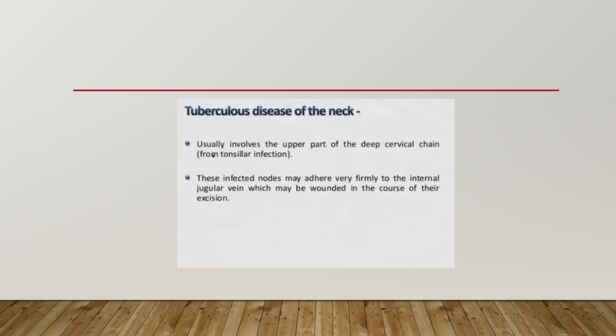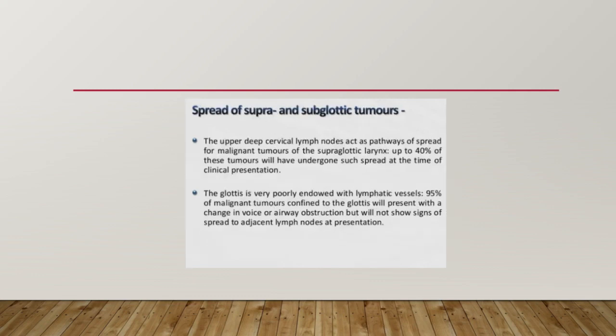Other diseases that affect the neck nodes are tuberculosis, which is very common in India. They usually involve the upper deep cervical chain of lymph nodes. They can be very firmly adhered to the internal jugular vein. Then come the laryngeal cancers. Supraglottic and subglottic tumors drain respectively into the upper deep cervical and lower deep cervical lymph nodes.